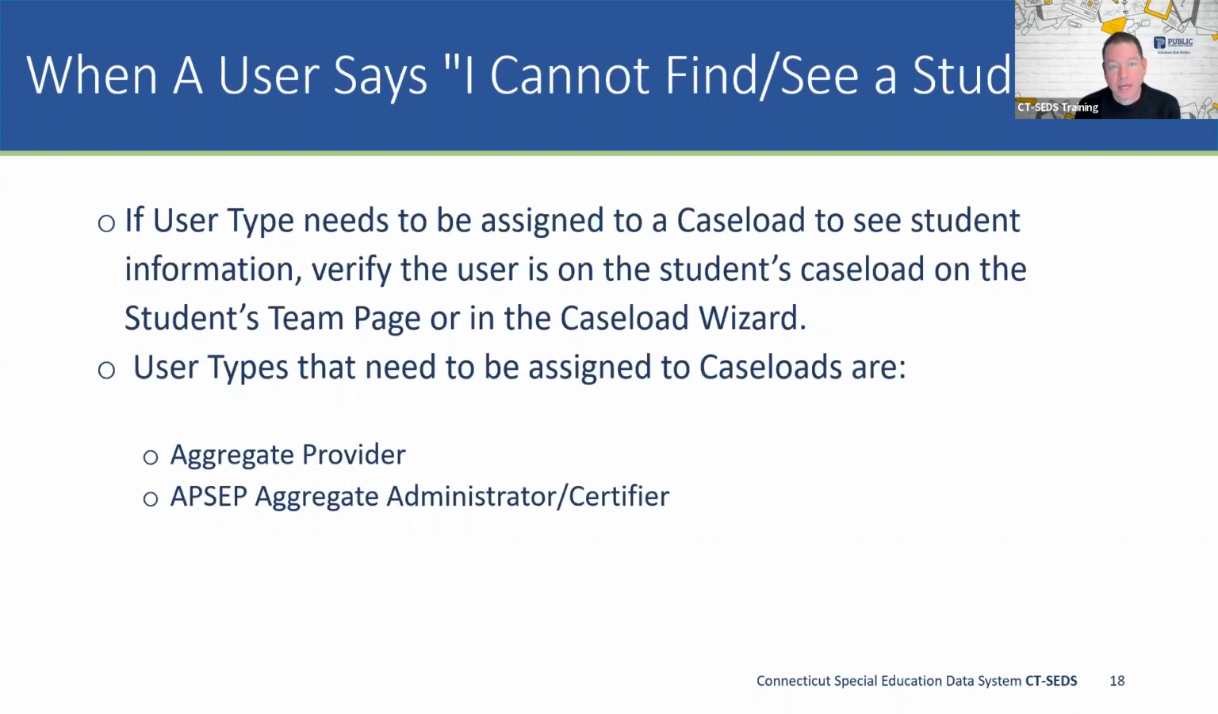A refined version of that is, I can see my student, but I can't do any work with my student. I can't get to the IEP. I can't see the IEP. I can't do all these kinds of things. That's because the user doesn't have the student on their caseload yet, or vice versa: the student doesn't have the user on their team yet. Once that relationship is established, then they'll be able to get into the IEP, view the documents, and that sort of thing. That applies to both aggregate providers and APSEP aggregate administrator certifiers for some sections. So it's important that we understand how that works.